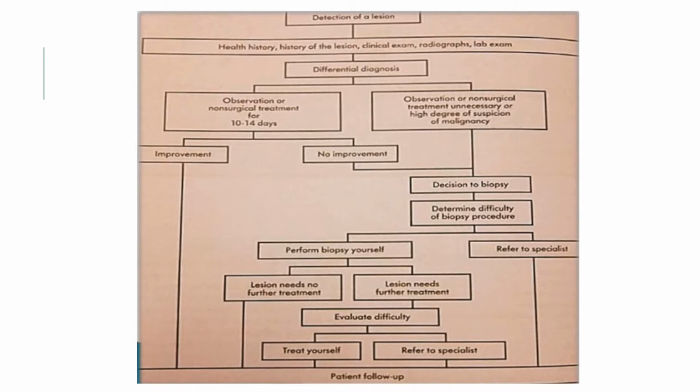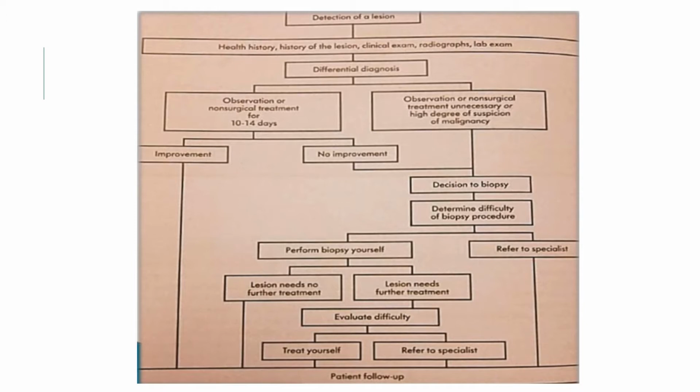After that, there are two things that can happen. First, you're keeping the patient on observation or non-surgical treatment for 10 to 14 days. You're going to give some medications and see how the patient responds to that particular medication. So that is non-surgical, and you're just going to observe it. There can be two outcomes: on this observation, the patient can improve, or there is no improvement.